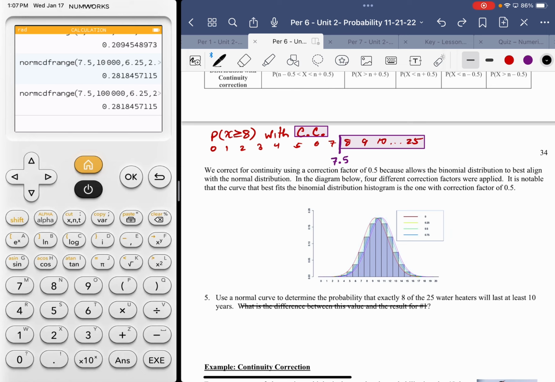All right, so the next question: determine the probability that exactly 8 of the 25 water heaters will last at least 10 years. All right, so I'm actually going to steal my number line.